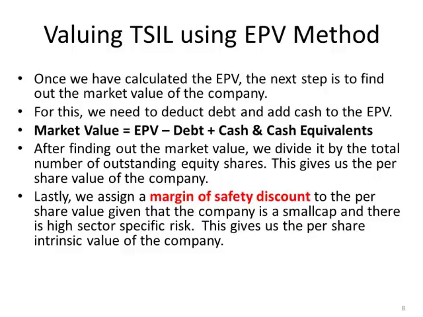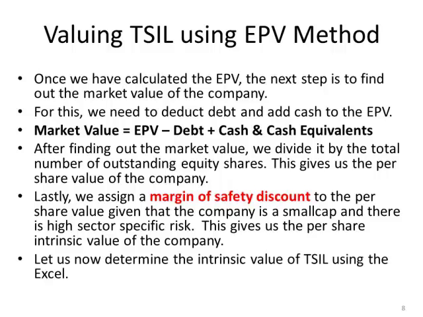So typically that will reduce our valuation, the margin of safety. And one specific reason to apply it in this case is because the company is a small cap and there's high sector specific risk. So both of these things would mean we want to add a margin of safety discount. Now that we have all these tools, let us determine the intrinsic value of TSIL using Excel. So let's go into Excel and look at how to determine the value of this company.